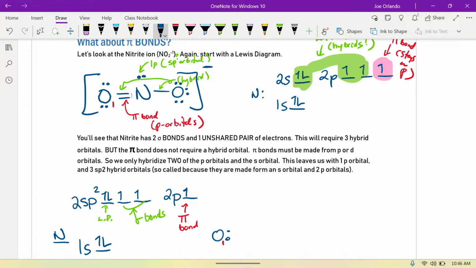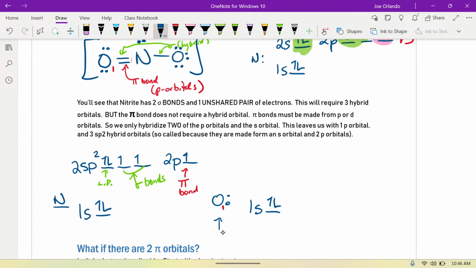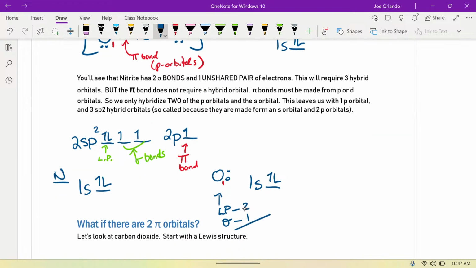All right, so oxygen 1. First of all, oxygen always has a full 1s, and that's not in its valence, so it's not going to change. But now look at oxygen. And we can say, okay, how many lone pairs does it have? This one here. 2 lone pairs. How many sigma bonds? 1. So for a total of how many hybrid orbitals do we need? 3 hybrids, right? And then it has how many pi bonds? Yeah, and that's going to be still a p orbital.